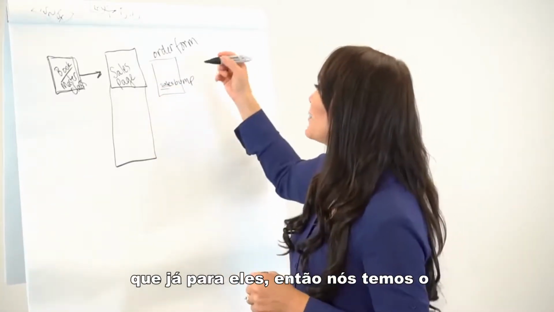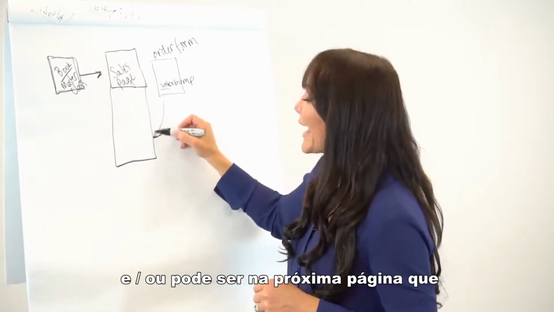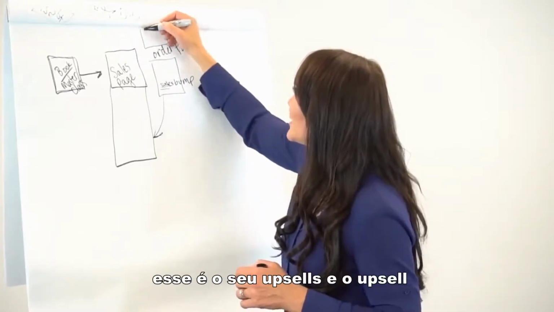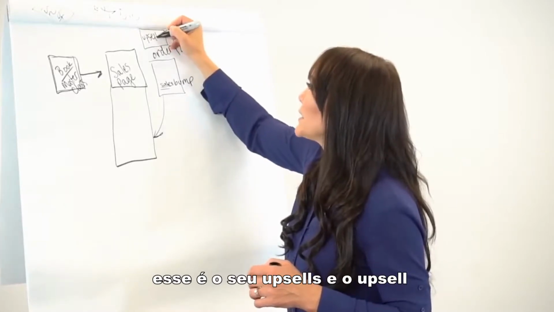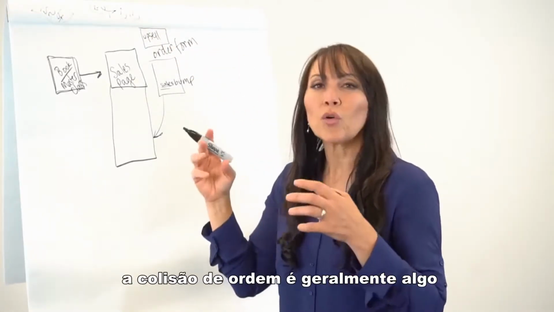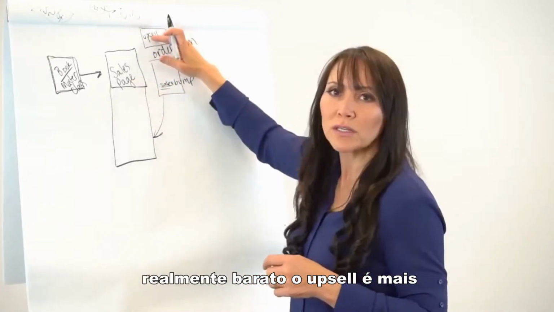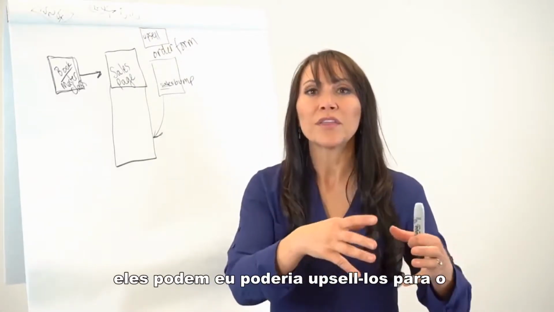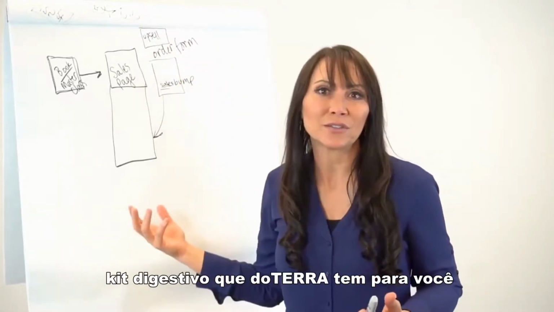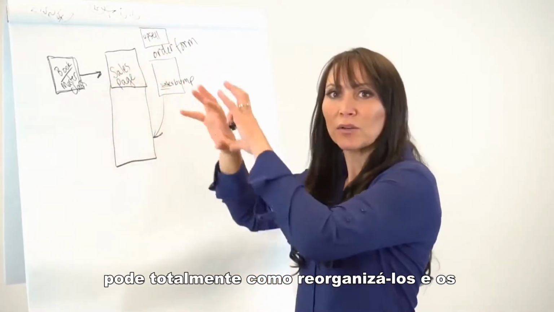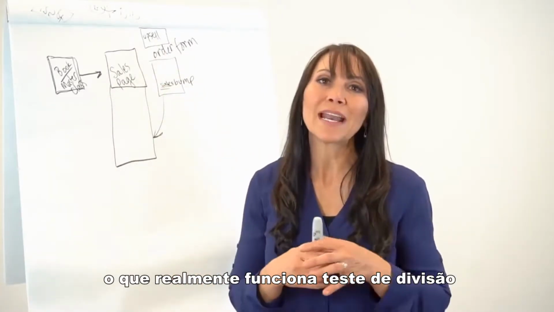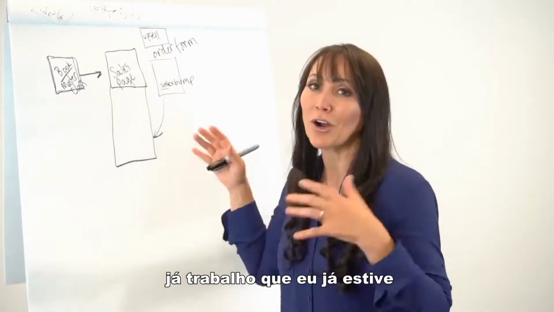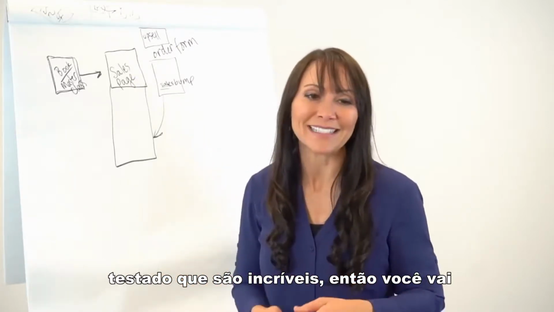The sales bump can be on the sales page, or it can be on the next page, which would be here. So here you've got a page that is your upsell. That's another way to upsell. The order bump is usually something really inexpensive. The upsell is more expensive. They're going to something bigger. For example, let's say I have somebody who wants the DigestZen oil. I might upsell them to the digestive kit that doTERRA has. So you can totally rearrange them. The hardest part about funnels is figuring out what actually works. Split testing, and sometimes you don't know what's working and what isn't. The cool thing is I'm giving you ones that already work, that have already been tested, that are amazing.